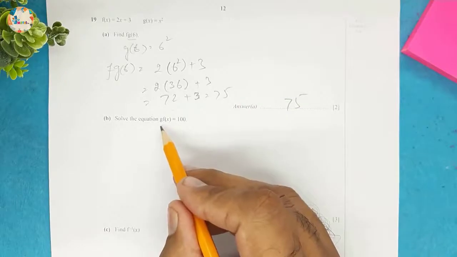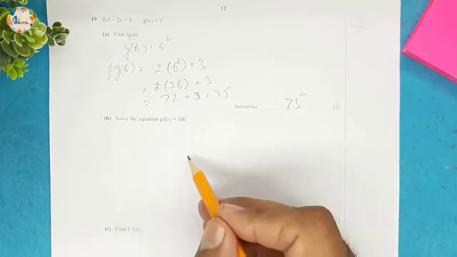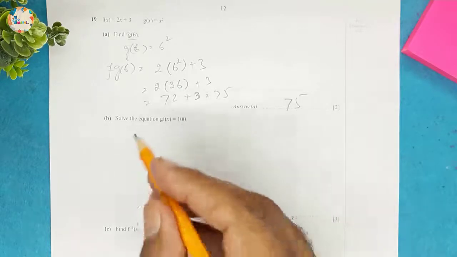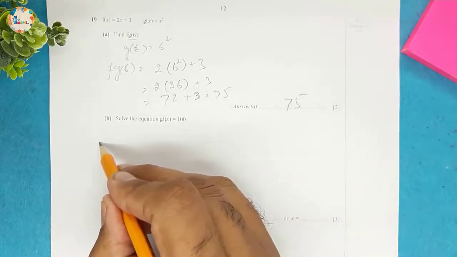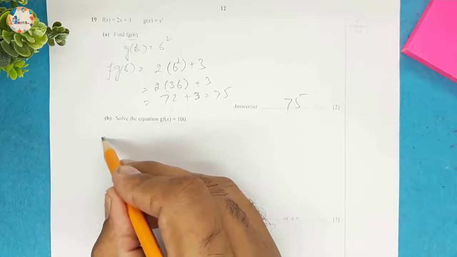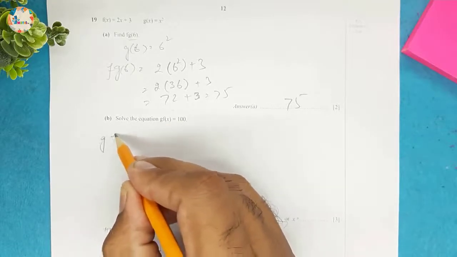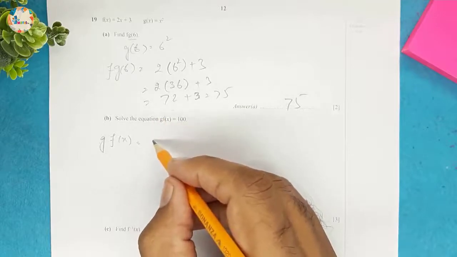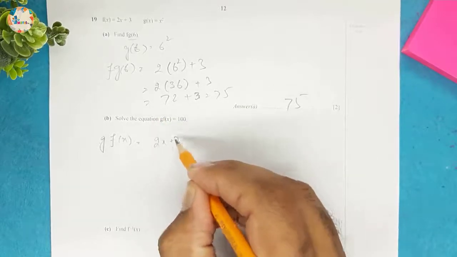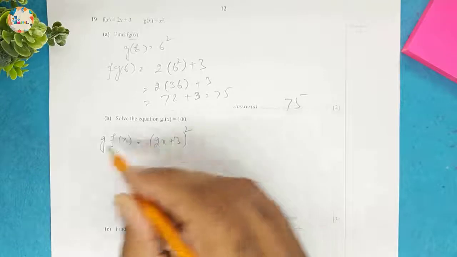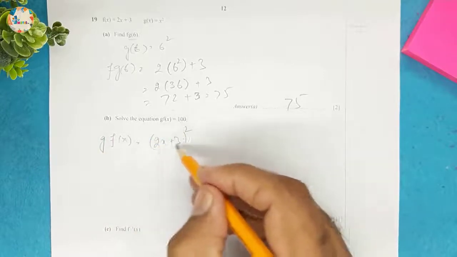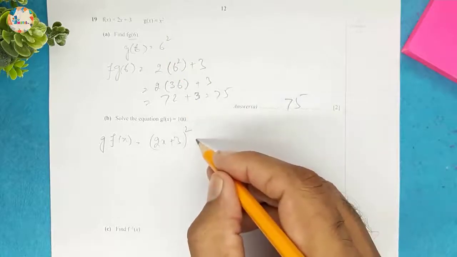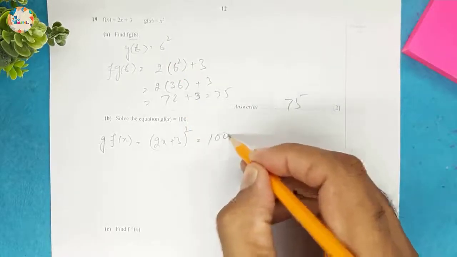Now solve this. g of f of x is equal to 100. So we can find first g of f of x. This will be equal to 2x plus 3 whole squared. This will be g of f of x. We have taken f of x and replaced it in g of x. So we got this, and this is equal to the given 100.